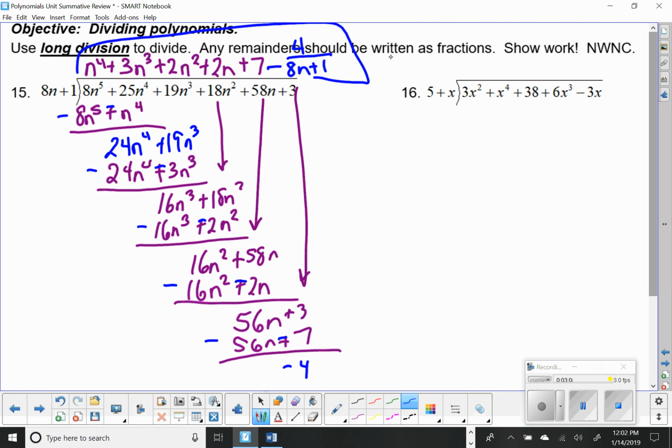And again, any remainder should be written as a fraction. I could put minus that or plus negative 4 over. All right?